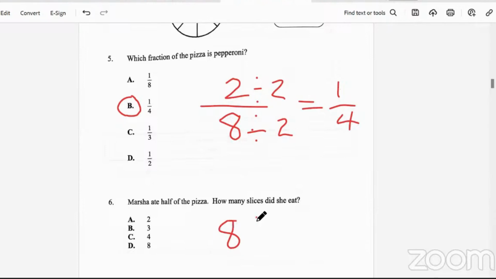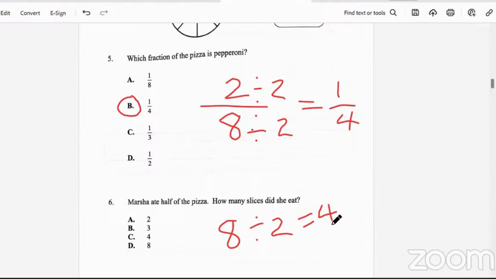So we could divide 8 by 2. That gives us a half, right? When we divide a whole into two parts, we get a half on each side. So 8 divided by 2 would be 4. So 4 out of 8 slices would be a half.